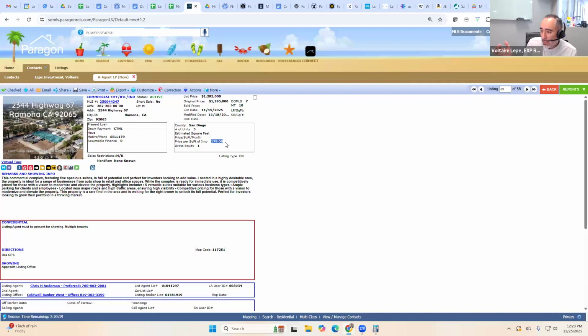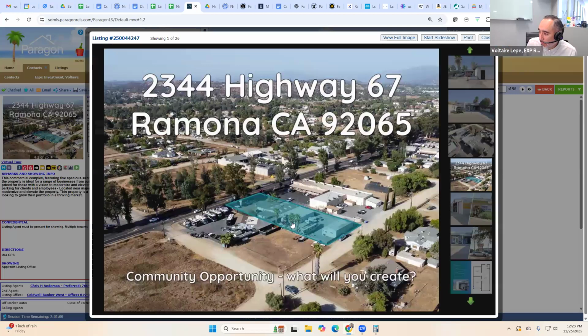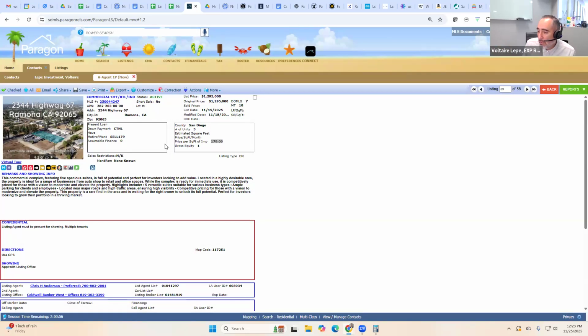Does that make sense? Because if I was to build this, let's say it was just a piece of land and I was to build the same construction right now, it would cost me 300 bucks a square foot or 350. But right now they're only asking $179 a square foot. So that's one rule of thumb.